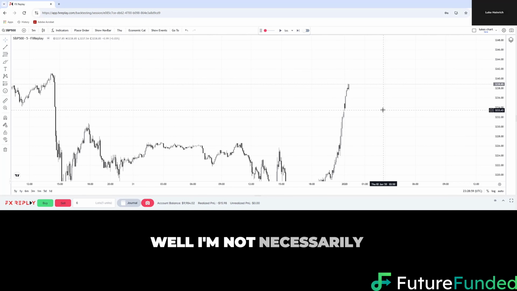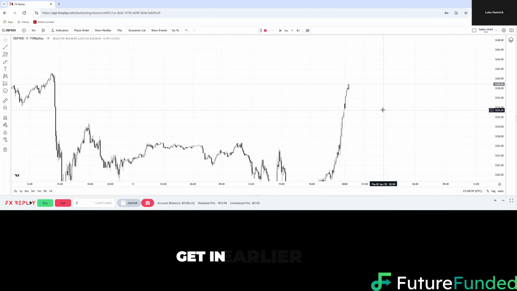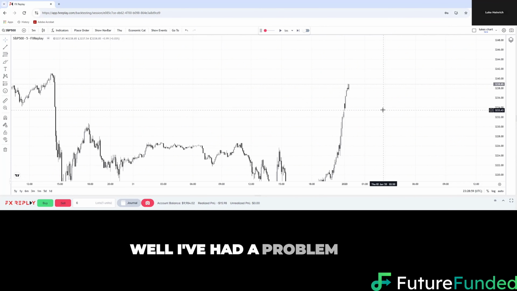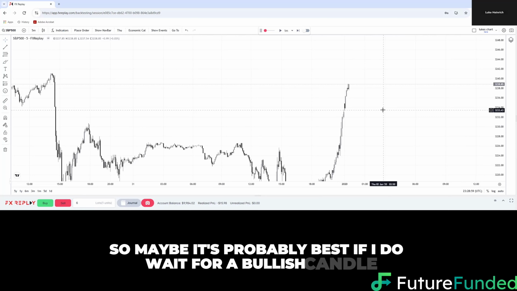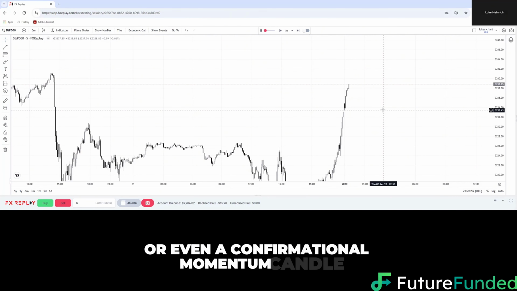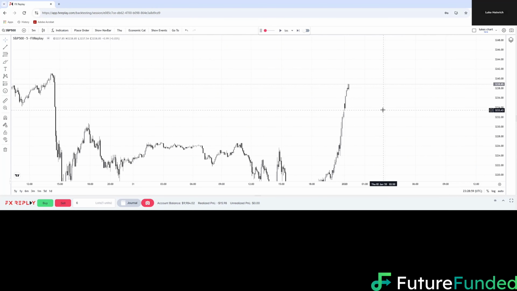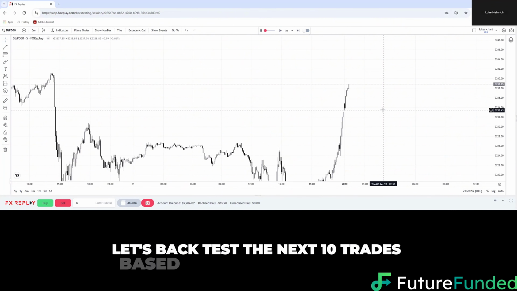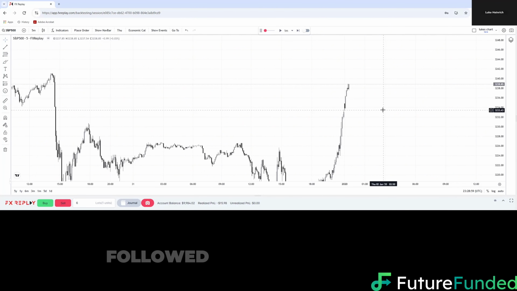Well, I'm not necessarily comfortable with waiting for a bullish candle. I would rather get in earlier. Okay, well, I've had a problem with getting in too early, so maybe it's probably best if I do wait for a bullish candle or even a confirmation or momentum candle. And then you can start saying, right, let's backtest the next 10 trades based upon a rejection candle followed by a momentum candle, and then we'll get in. See how that gets on.